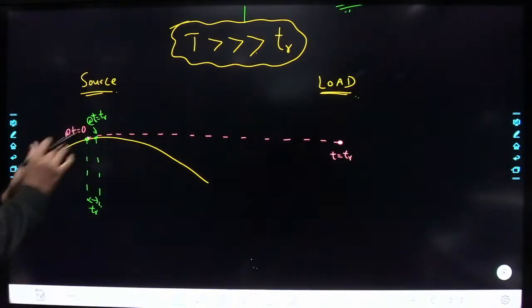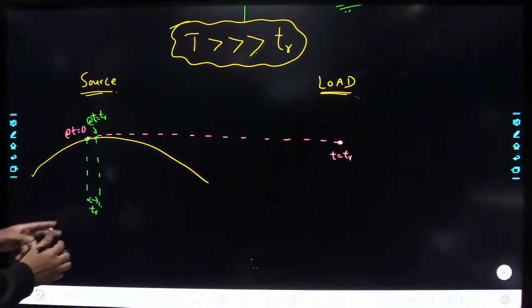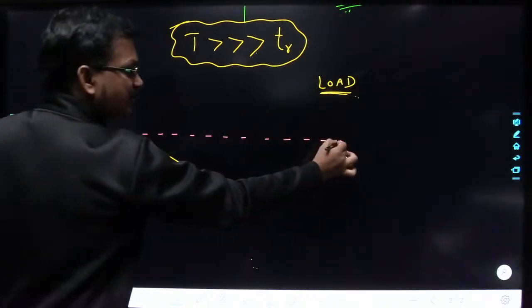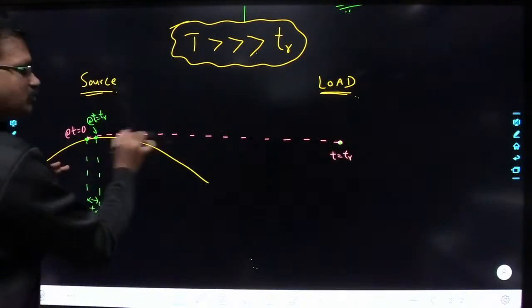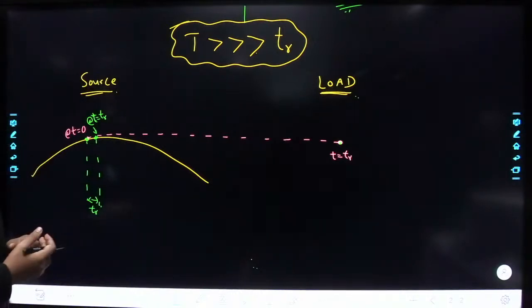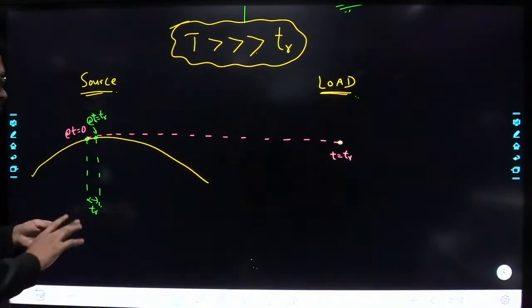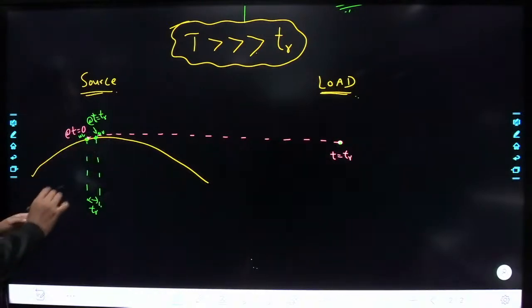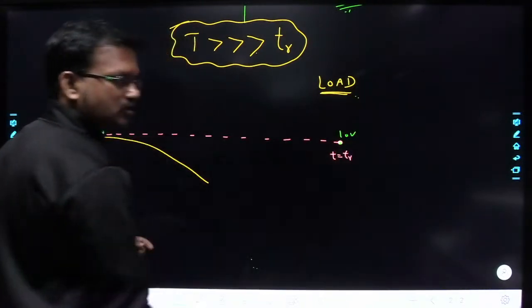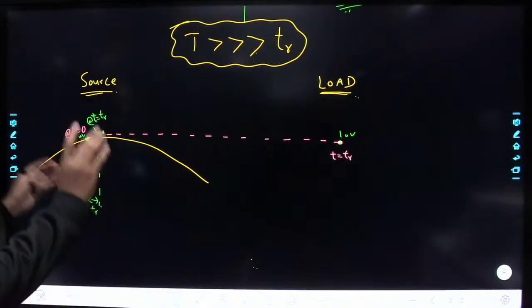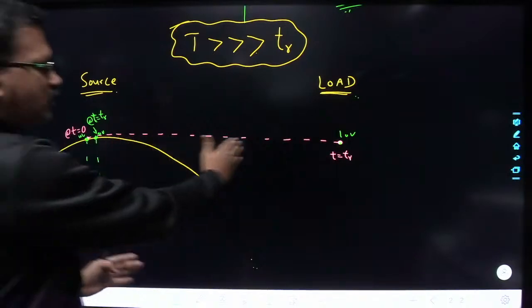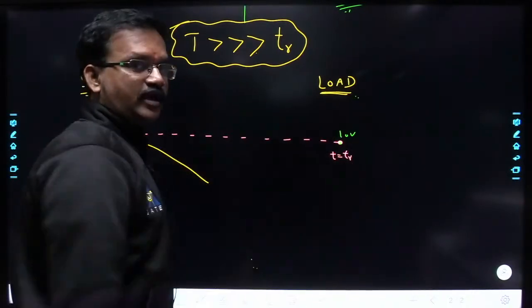Understood? So after TR seconds, if you observe the value of the signal at the source and the value of the signal at the load, both are almost at the same value. Yes or no? See, there is no difference between this value and this value. This is almost the same. If it is 10 volts here, this is also 10 volts. So after TR seconds, if you look at the transmission line, whatever voltage you see at the source, the same voltage you see at the load.